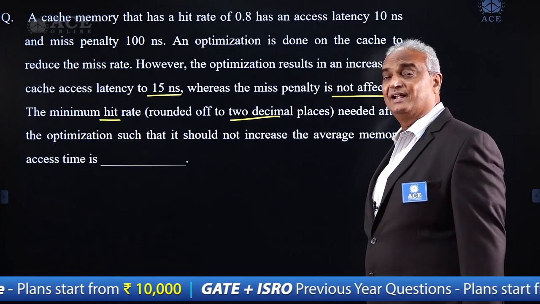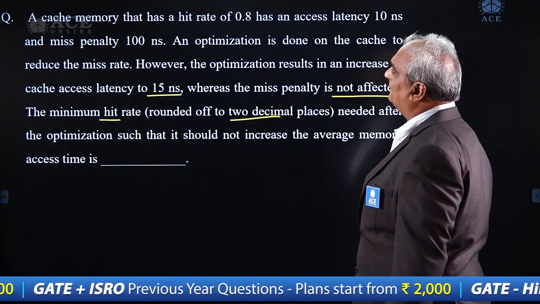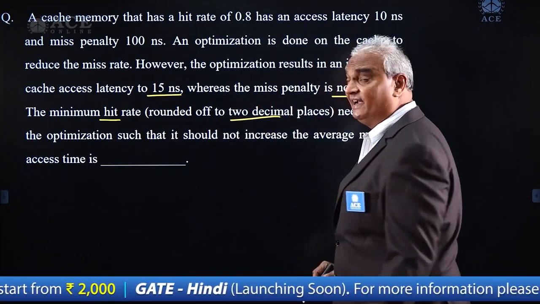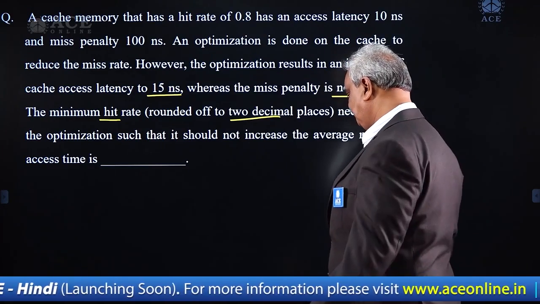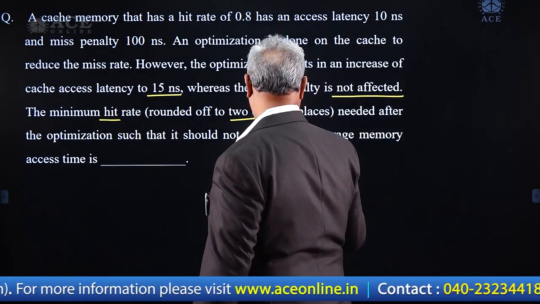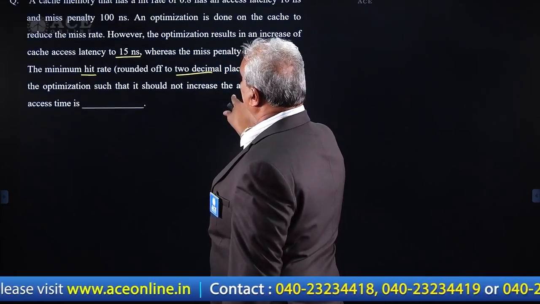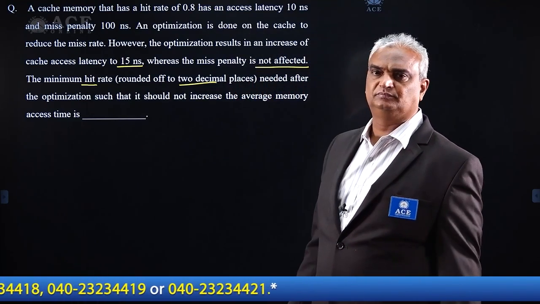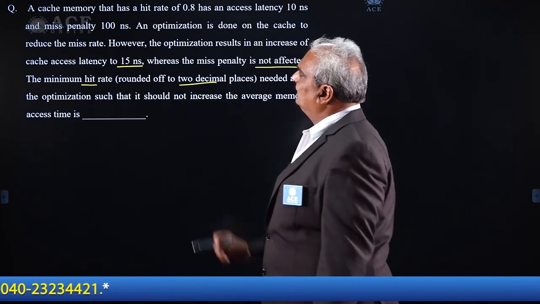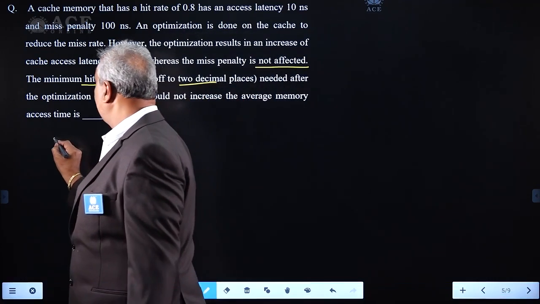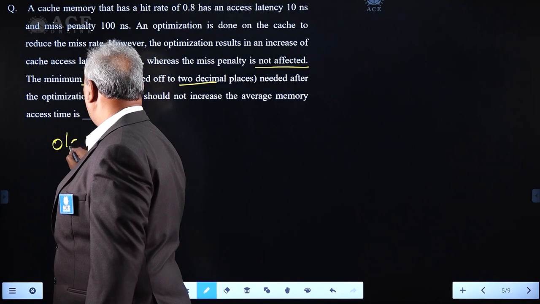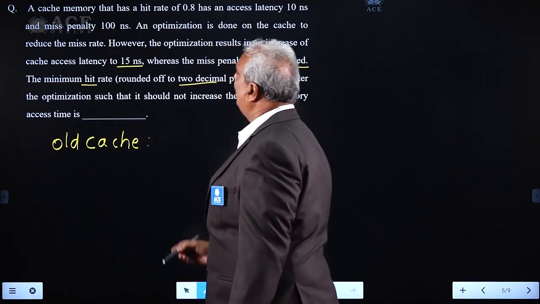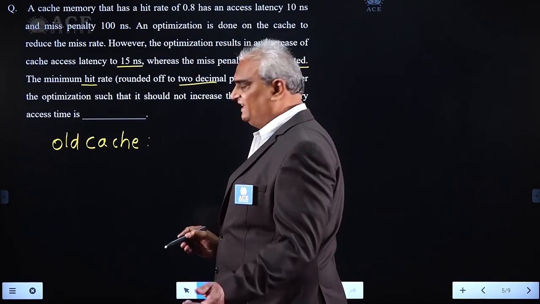First, get 100% clarity in the question. A cache memory that has a hit rate of 0.8. Hit rate is 0.8. There is no unit for hit rate. It is a NAT question, numerical answer type question. Now, for this old cache, what about hit rate he gave? 0.8 means 80%.